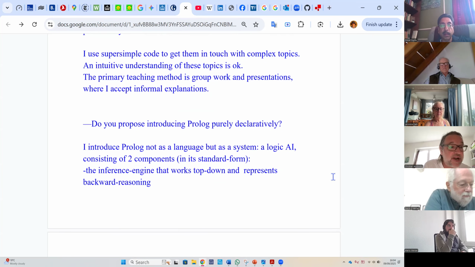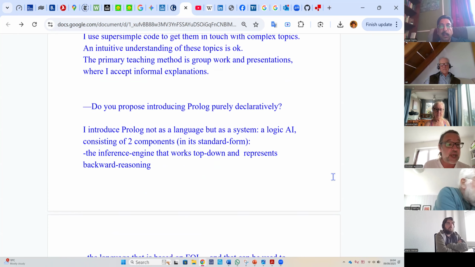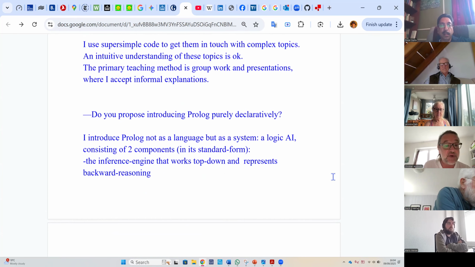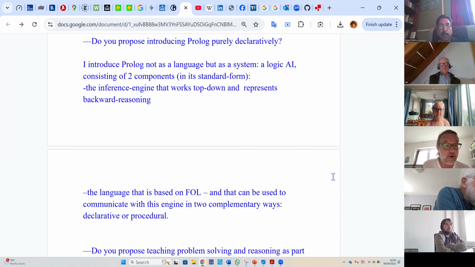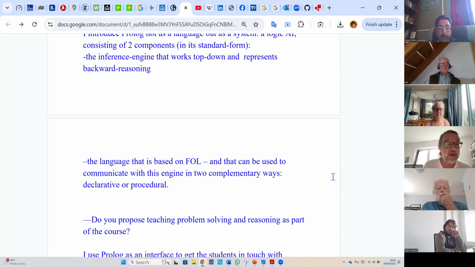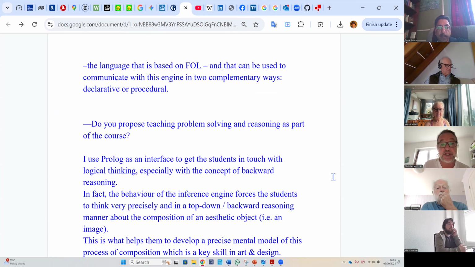Okay, I jump right away to the questions. First question, how do I introduce Prolog? I introduce Prolog not as a language, but as a system, a logic AI consisting of two components. The inference engine that works top down and represents backward reasoning, and the language that is based on FOL and that can be used to communicate with this engine in two complementary ways, declarative or procedural.